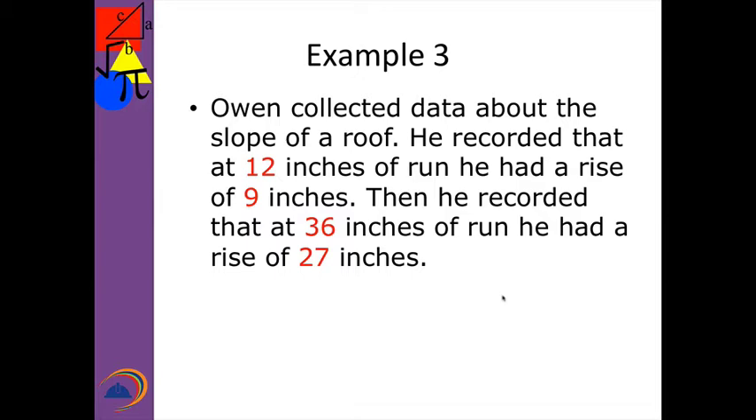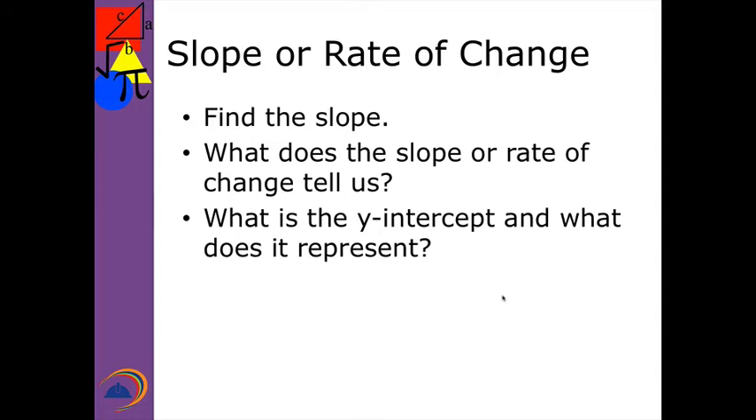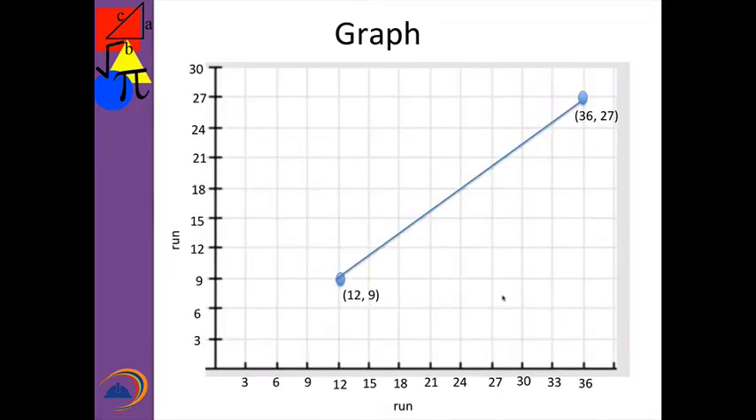All right. So let's go ahead and look at our graph. We're going to find the slope. We're going to tell what the slope or rate of change tells us and what the y-intercept means. Those are our goals. So here's the first. Here's my graph. It's a little prettier than I could have done just on the slate. So I've got 2 points, (36, 27) and (12, 9).